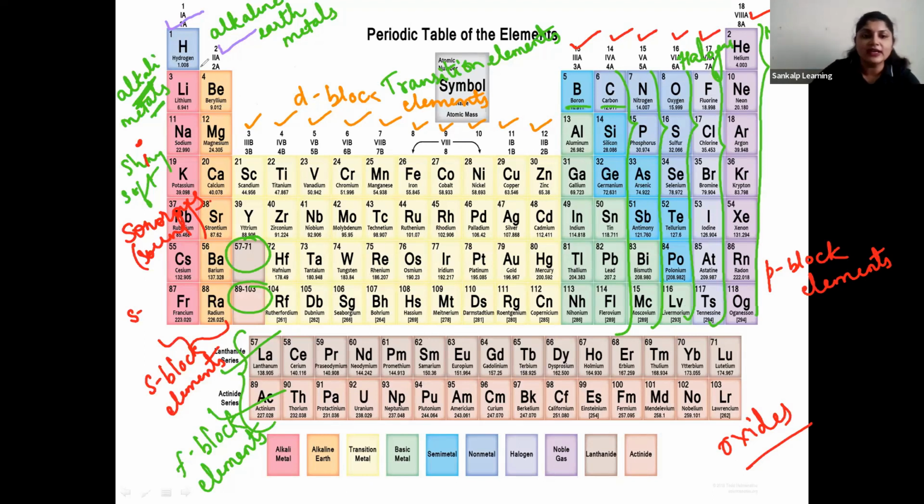In alkali metals, they lose one electron, because the outermost electronic configuration gives +1. Here it will be +2, so they lose two electrons. They form Mg +2, Ca +2, Sr +2, Ba +2. Here lithium +1, sodium +1, potassium +1. +1 means it has given one electron, so they form electropositive elements.